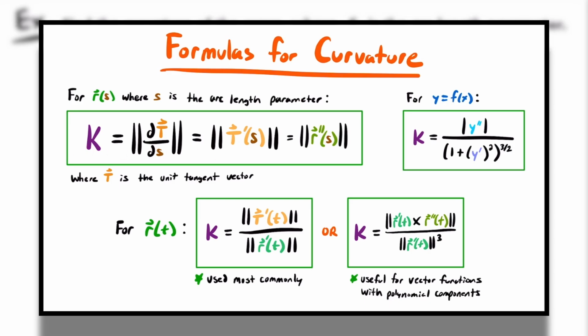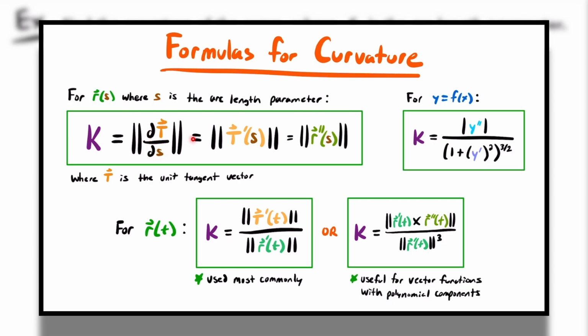And this formula is particularly useful when you are given a vector function that is already parameterized using the arc length parameter s. Right? So if you have a vector function r of s, where s is the arc length parameter, you have to know that. You can't assume that it's an arc length parameter. You have to be told that it is. But assuming that that is true, the curvature k would be equal to the magnitude of the derivative of the unit tangent vector with respect to s, the arc length parameter.